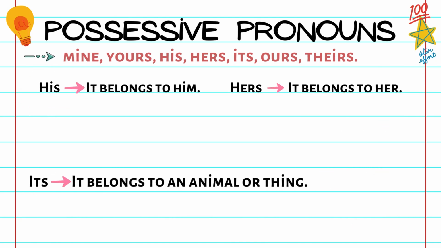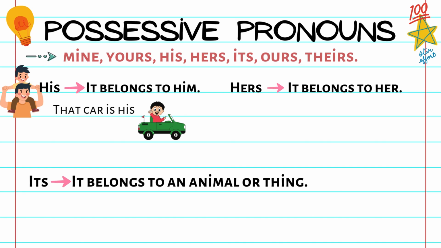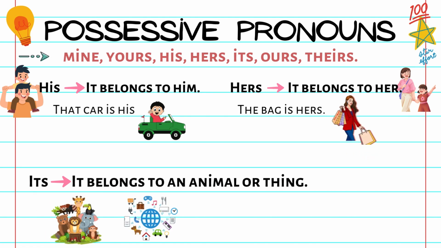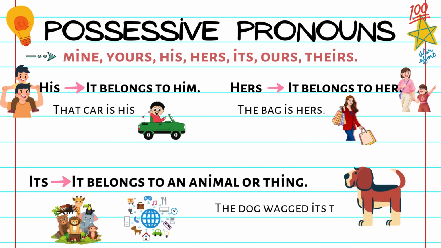Now, we explain his, hers, and its. His, it belongs to him. Example, that car is his. Hers, it belongs to her. Example, the bag is hers. Its, it belongs to an animal or thing. Example, the dog wagged its tail.